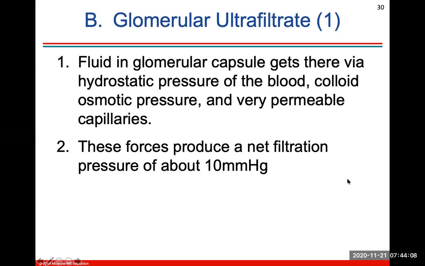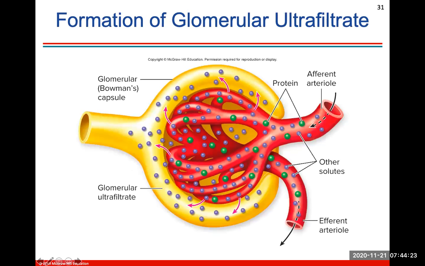Fluid in the glomerular capsule will get there via hydrostatic pressure of the blood, colloid osmotic pressure, and a very permeable capillary. So you'll have an incredibly strong pressure force that produces a net filtration of about 10 millimeters of mercury that basically just forces all the filtrate out of the blood into the glomerular capsule space.